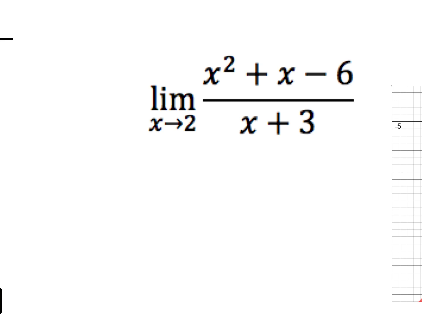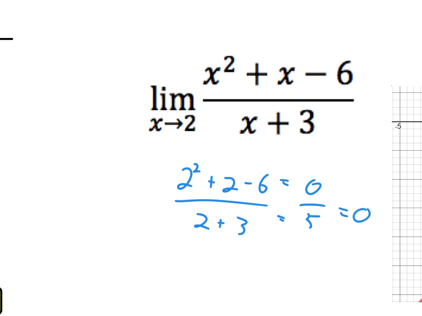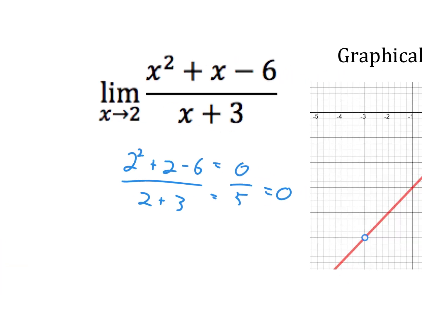First, we have limit as x approaches 2 of x squared plus x minus 6 over x plus 3. Well, if I just plug in 2, I'd get 2 squared plus 2 minus 6. Let's see, 2 squared is 4 plus 2 is 6 minus 6, I get 0 up top over 2 plus 3, that is 5. 0 over 5, that's just 0. Okay.